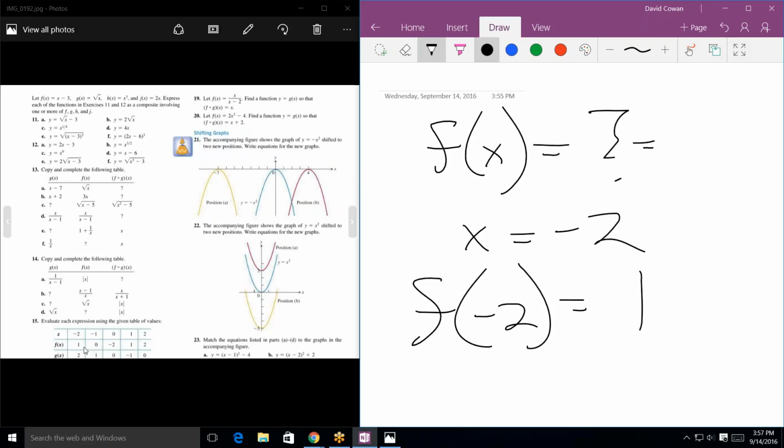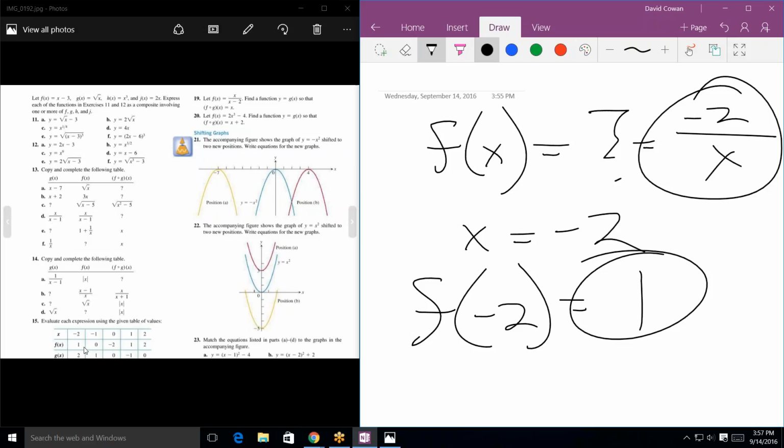Well, what about if I have an f of x of minus 2 over x? There's my function f of x. What would f of minus 2 be? That would be negative 2 over negative 2, and that would be 1. So that's how I got it. I wanted to make sure that f of minus 2 was 1.